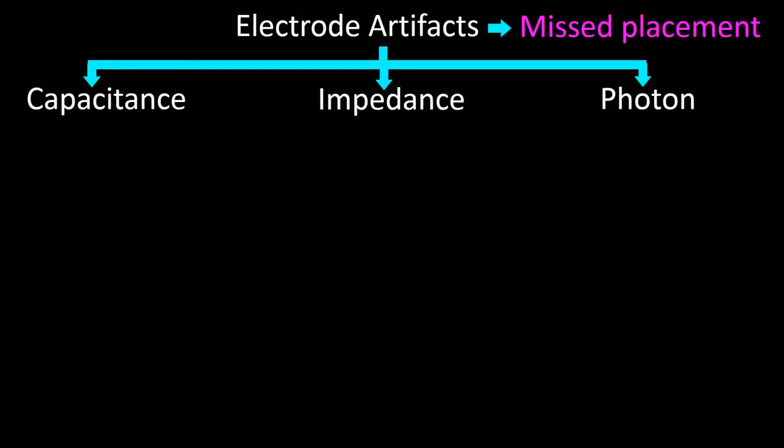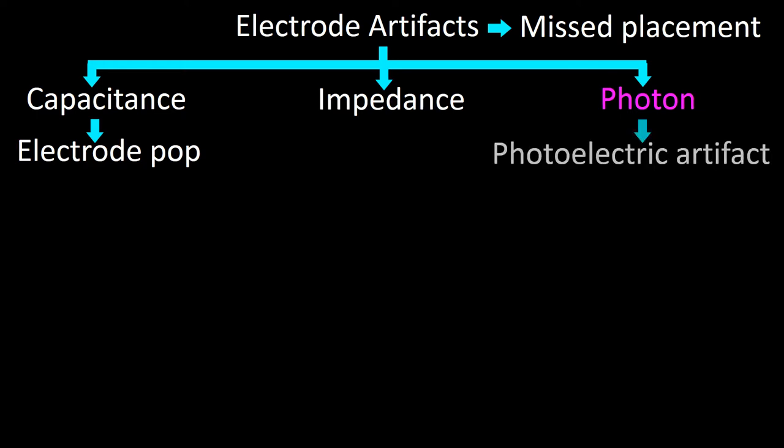Another factor producing electrode artifacts is capacitance. Capacitance discharge is the cause of electrode pop. Another factor is the exposure of metal of the electrode to photons, which would create a photoelectric artifact.